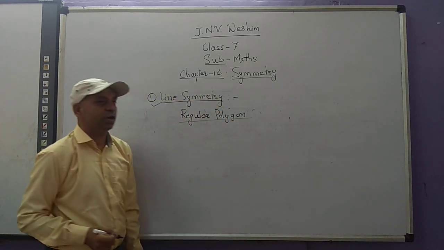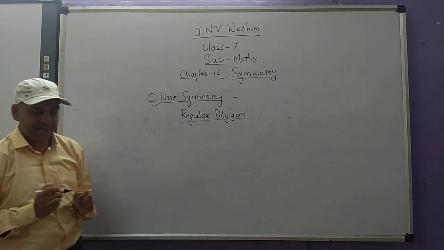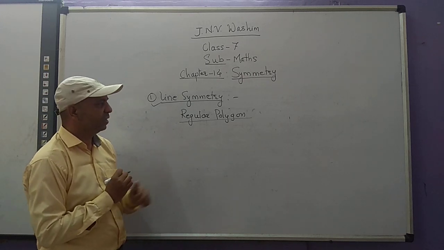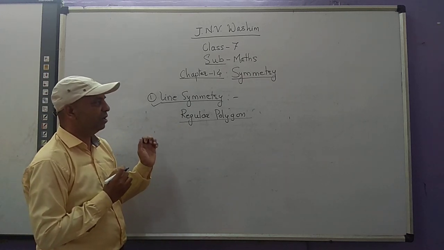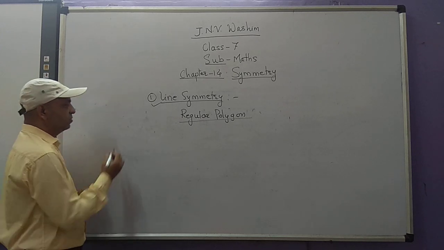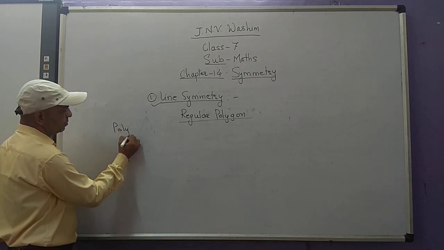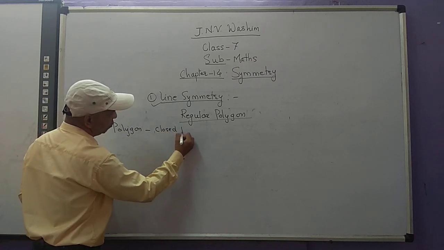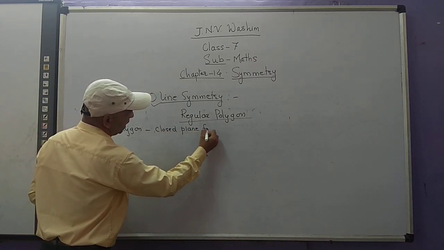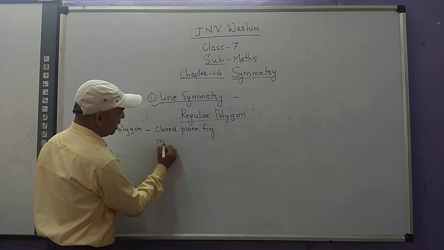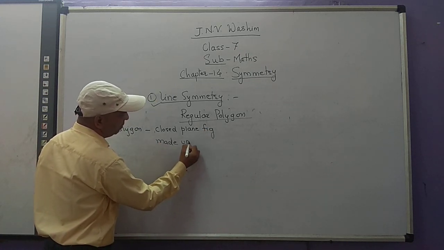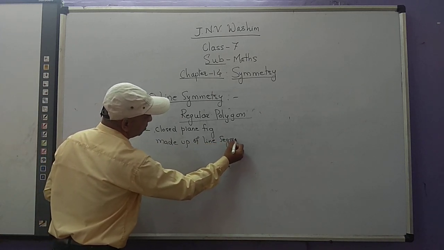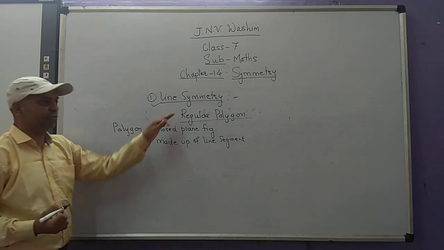So first, what do you mean by regular polygon? Regular polygon means the polygon which has a number of sides and a number of angles. Okay, so polygon is a closed plane figure made up of line segments. It is called a polygon. And what do you mean by regular polygon?